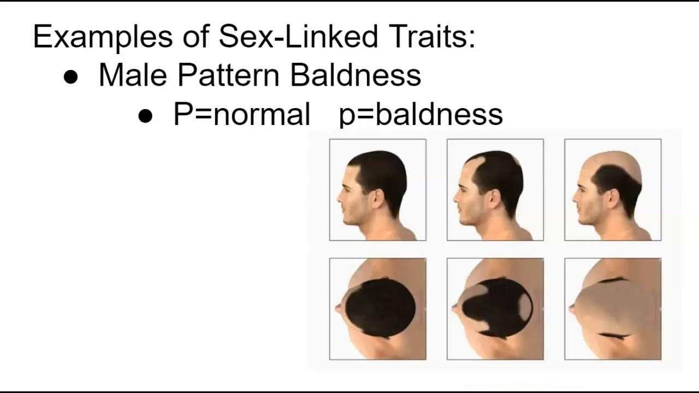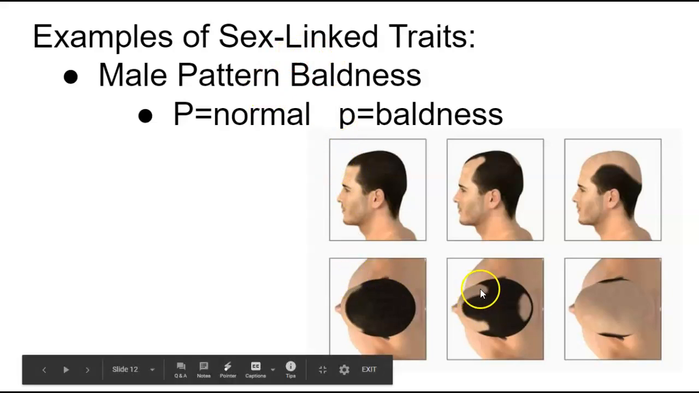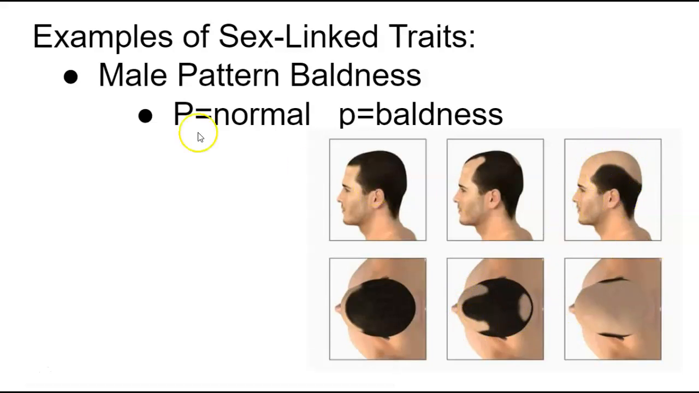And then male pattern baldness. I'm sure you've seen men who are bald or in the process of balding. And we're going to talk about why this happens more in males than it does in females. You can see this is kind of like the progression. First, they start losing hair by their temples and the back of their head, and then eventually they become completely bald on the top of their heads.